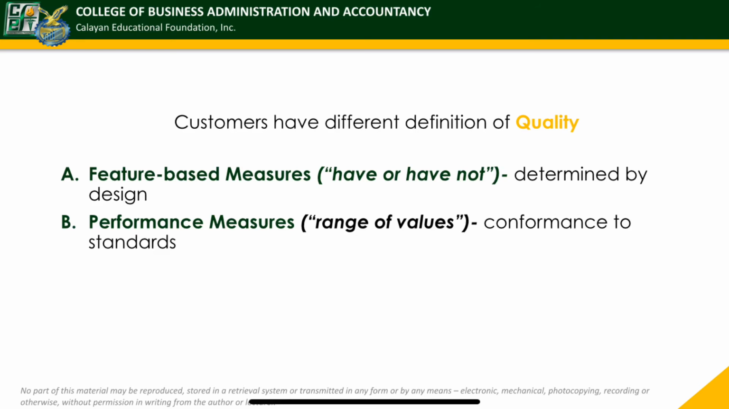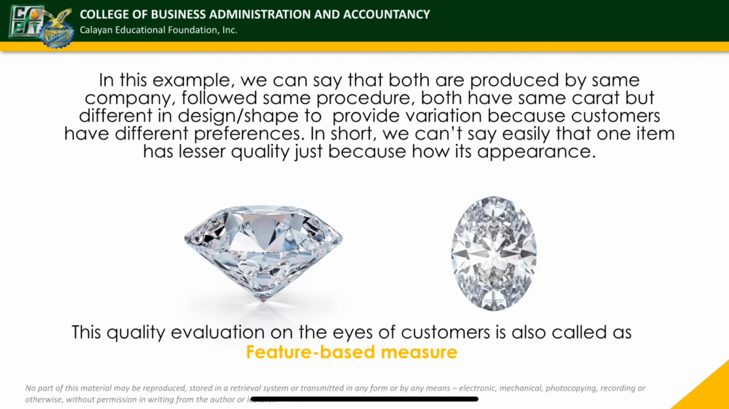Usually, customers say that a product has quality based on its appearance or design. If that's how they see it, then they are using feature-based measures. However, if they base their description on how a product was produced or the standards that they employed, then they are assessing quality based on performance measures. Therefore, in this example, customer can say that a typical diamond shape has more quality, even if the other, which is an oval shape, has the same carat, weight, and value.